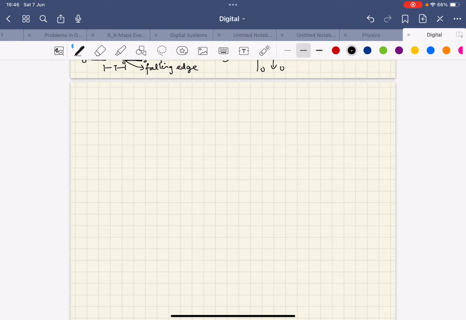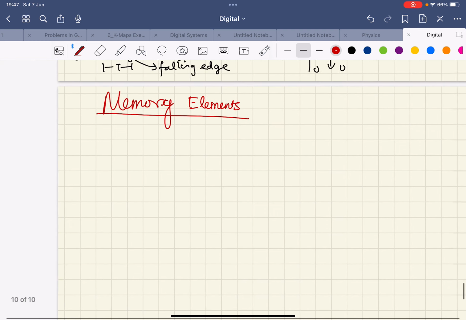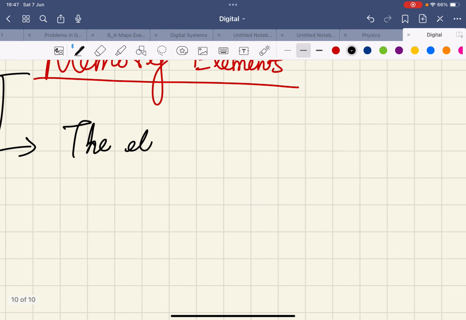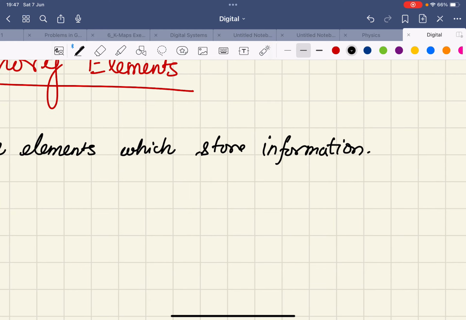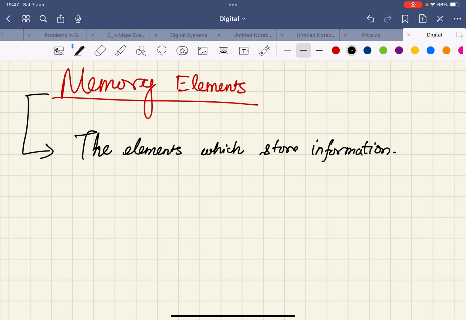Then we study memory elements. What are memory elements? Just know the definition, no need to know so much. The elements which store information are called memory elements.